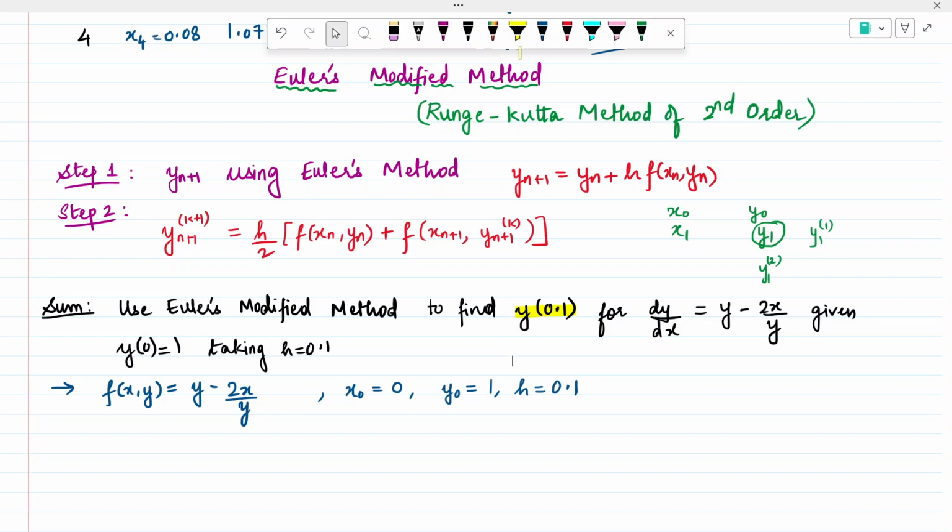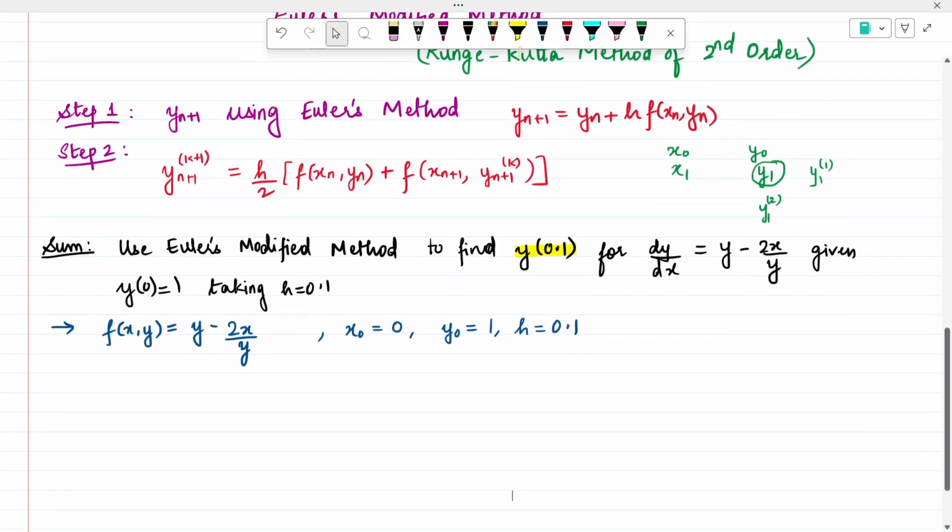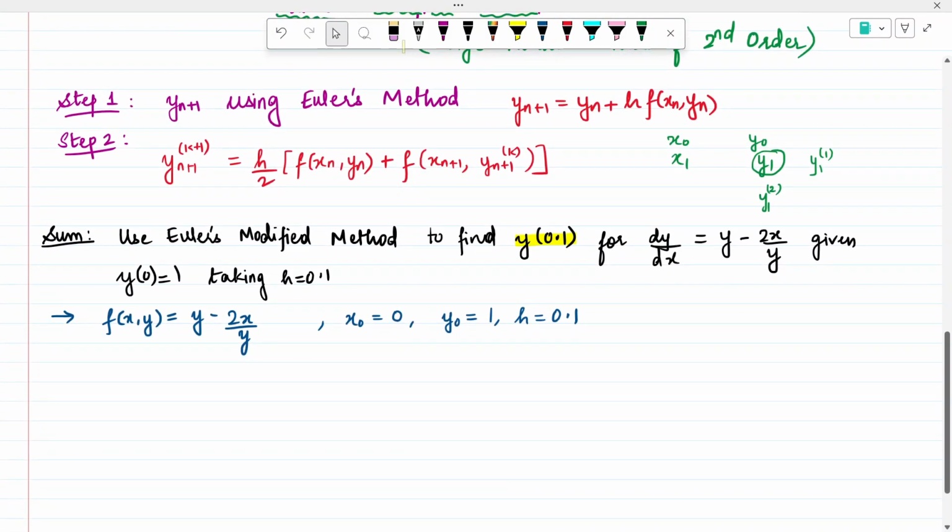Okay. Now, once we have got this, step number 1, let's use the Euler's method. Step number 1, we'll use the Euler's method. To apply Euler's method, I'll write down the formula.